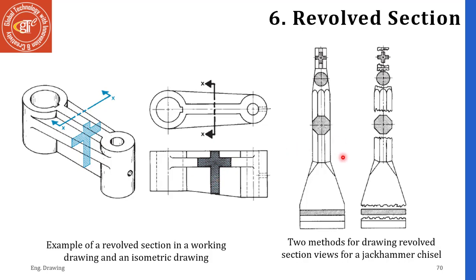Here again, two different methods for drawing the revolved section views for a jet hammer chisel are shown. In the first method, the object is not broken, while in the other method the object is broken.